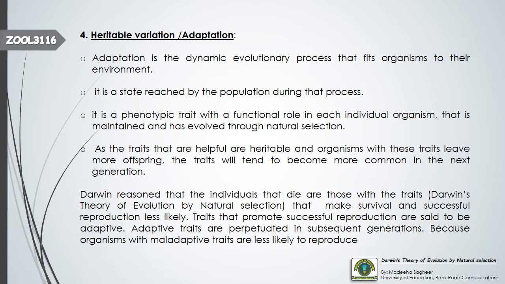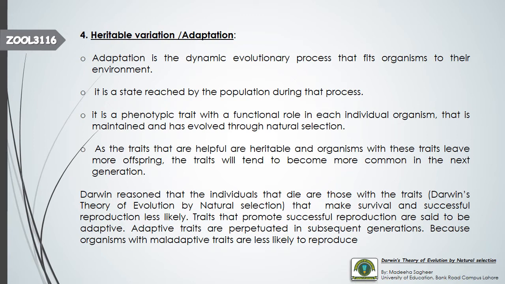So Darwin reasoned that the individuals that die are those with traits that make survival and successful reproduction less likely. Obviously, those organisms that die in the population were not the fit ones. They could not compete for their survival, right? These are the organisms that have traits that are less fit according to the environment. That's why these organisms die, and that's why they couldn't reproduce. So reproduction takes place only by those organisms that have the fit traits, right? Fit according to the environment.